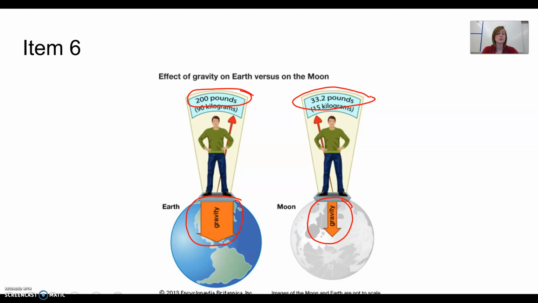Based on what you know about Earth and the Moon, you probably know that the Earth has more mass than the Moon. So that totally supports our answer that things with more mass have more gravity, because this is showing us that the Earth, which has more mass, has a bigger pull of gravity on this guy, and he weighs more on the Earth than he does on the Moon. So we can also highlight item 6 on our Google Doc.